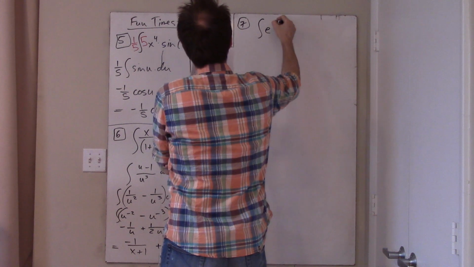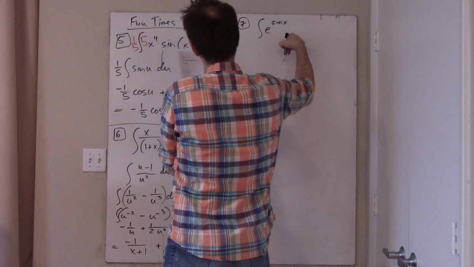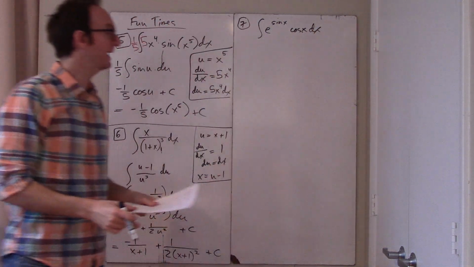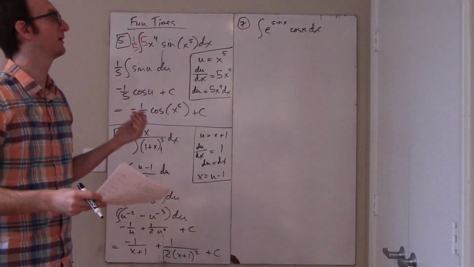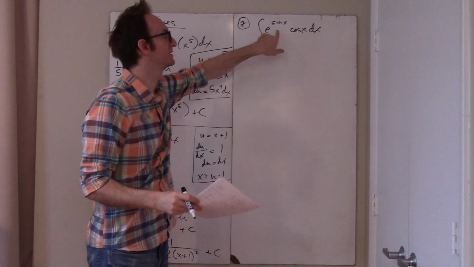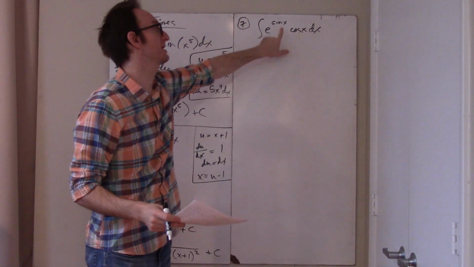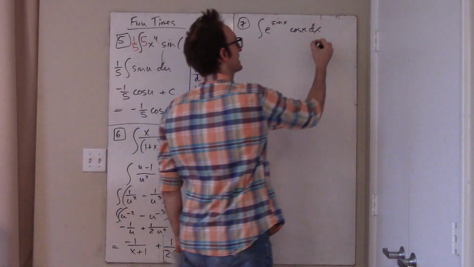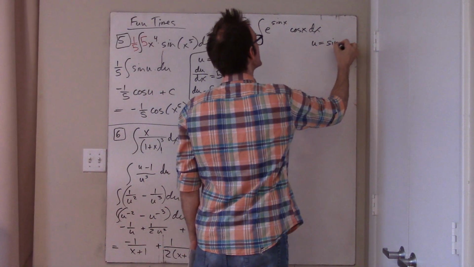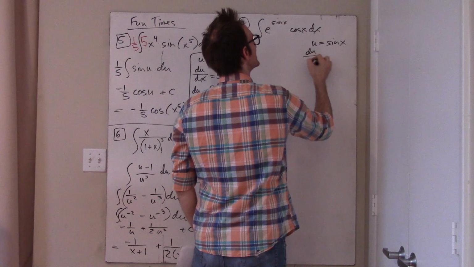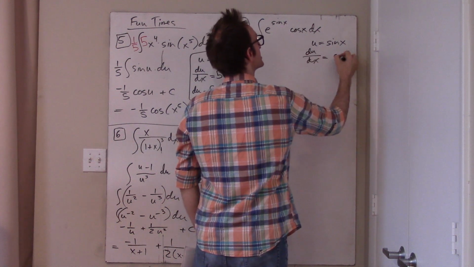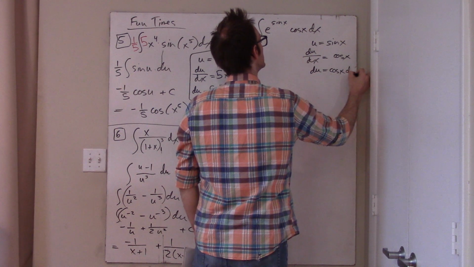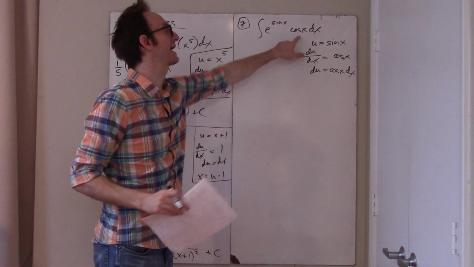Antiderivative of e to the sine x times cosine x. Well, once again, to me it is clear that the outer function is e, the inner function is sine, and the derivative of sine is cosine, so this problem just does itself. Let u be the inner function. Differentiate both sides: the derivative of sine is cosine, so du is cosine x dx. That's exactly what I have here.